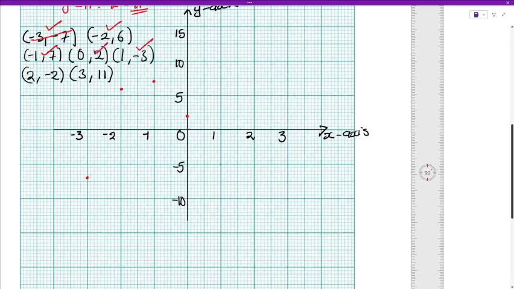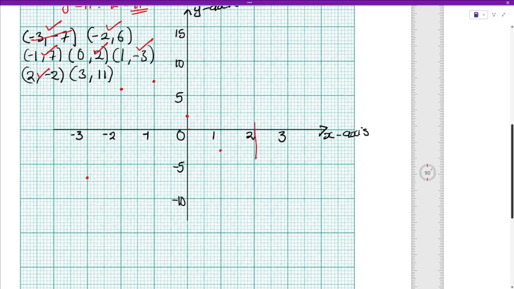1, negative 3. 1 is this line here. Okay, this line coming down here. That is our 1. And then negative 3. So this is negative 1, negative 2, negative 3. So 1, negative 3 is that point there. And then finally we have 2, negative 2.